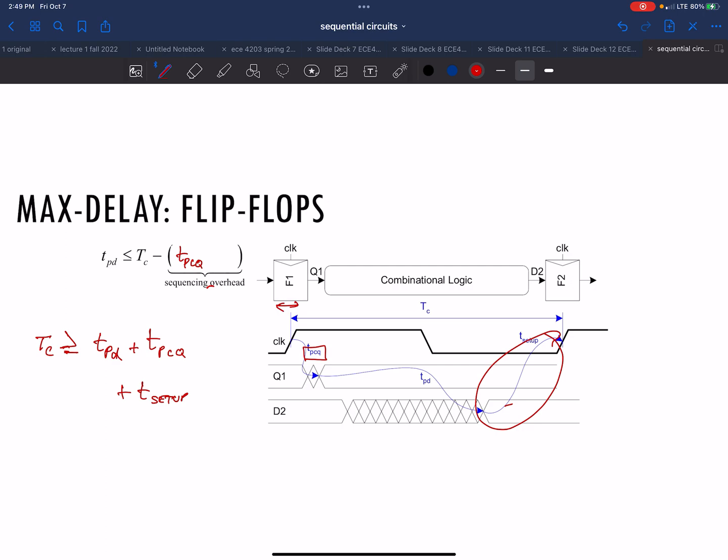So you are always trying to find out one of two things. One of them could be: given a certain design, how fast can my clock be? And that's when you use this equation. It's the same equation as this.